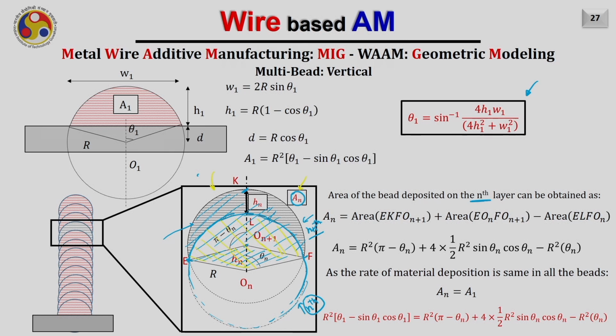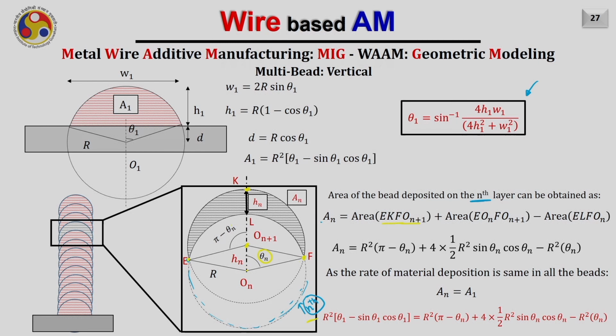Now it is very easy to obtain this area. So let me just clean this region so that we will be able to see all the variables easily. So first is to obtain the area E K F On plus 1. This area can be easily obtained because we already know this angle, which is theta n, which is subtended by the nth bead at the center, right? We already know this angle theta n.